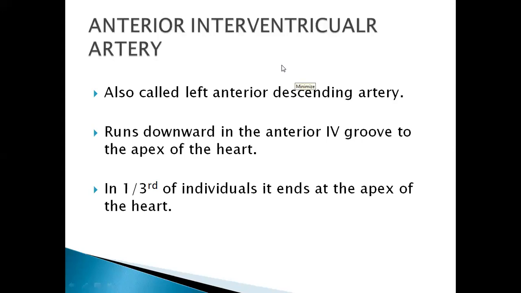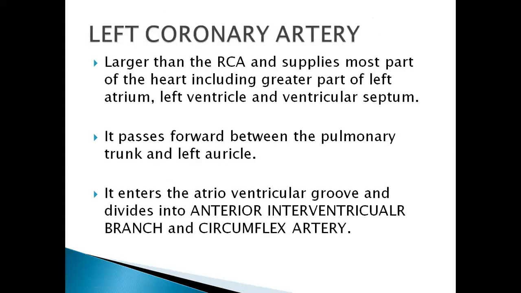Okay, I'm going to repeat. The left coronary artery is larger than the right coronary artery and supplies most part of the heart, including the greater part of the left atrium, left ventricle, and the ventricular septum. This artery, after arising, passes forward between the pulmonary trunk and the left auricle. It enters the atrioventricular groove and then divides into two main branches: the anterior interventricular branch, which is also called the left anterior descending artery, and the circumflex artery.